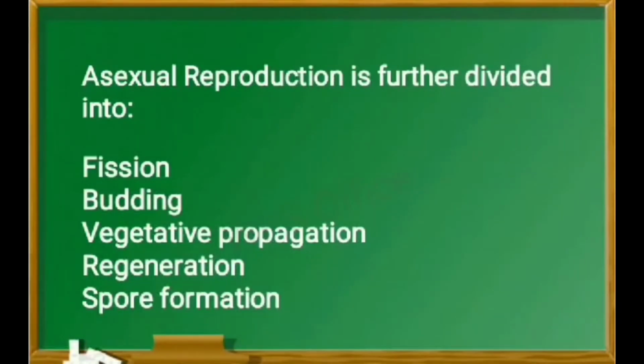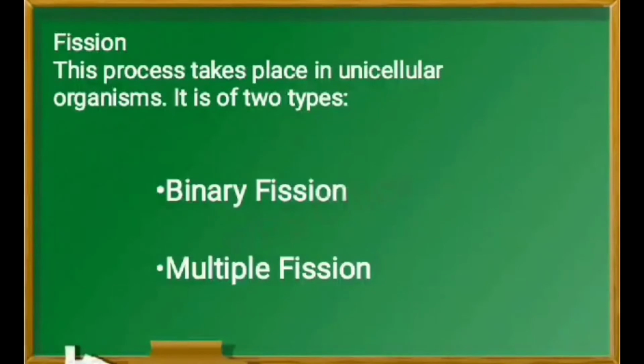Asexual reproduction is further divided into fission, budding, vegetative propagation, regeneration, and spore formation. Fission. This process takes place in unicellular organisms. It is of two types, binary fission and multiple fission.